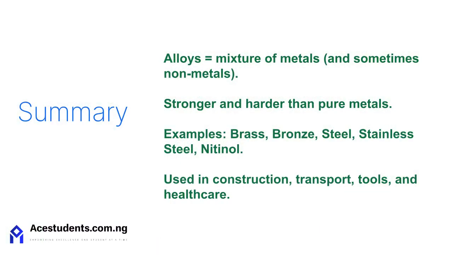Let's summarize what we've learned. Alloys are mixtures that contain at least one metal. They are stronger, harder, and more resistant to corrosion than pure metals. Examples include brass, bronze, steel, and nitinol. Their properties make them essential in construction, transport, and healthcare.